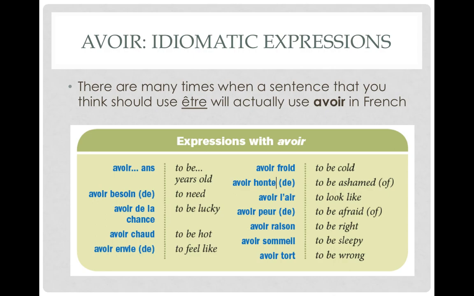So it's important to be familiar with these so that if you're on a test or you're speaking or writing, you're not accidentally using the wrong verb. So for example, to say how old you are, you say avoir and then the number of years. So if you're 15, you'd say j'ai 15 ans. To say that you need something is avoir besoin de.